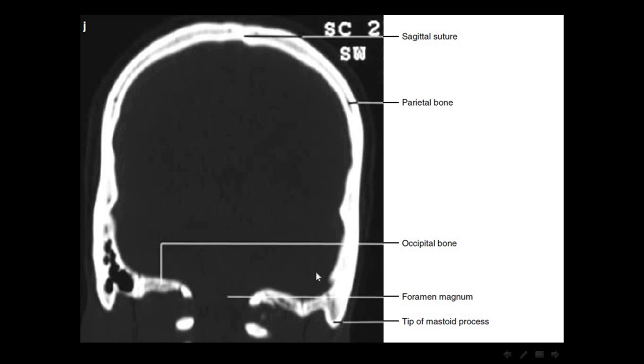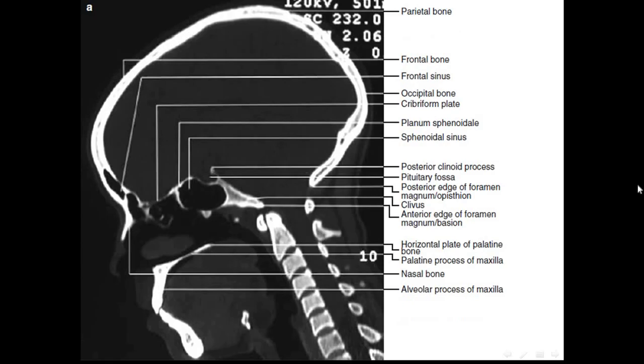This is more posteriorly. So here we start to see the occipital bone. This is a portion of occipital bone. This is foramen magnum, in which the spinal cord is passing. This is the tip of mastoid process, sagittal suture, and parietal bones on either side. Here we start to see sagittal images.